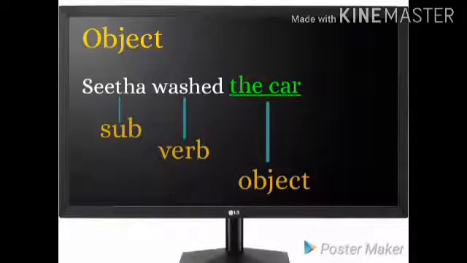Sita washed the car. We know that Sita is the subject. Washed is the verb. Sita washed what? Yes, the car. So, the car experienced the action wash. That means car is the object of that sentence.